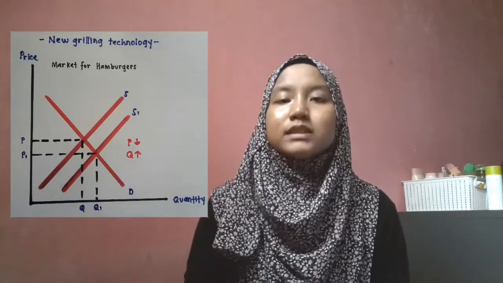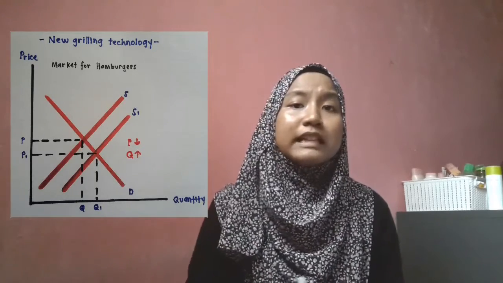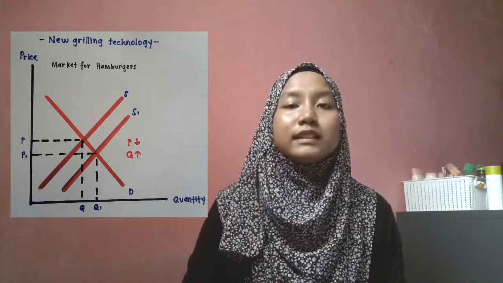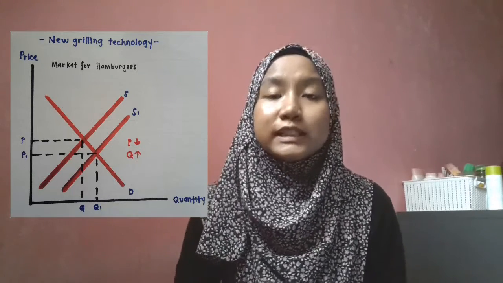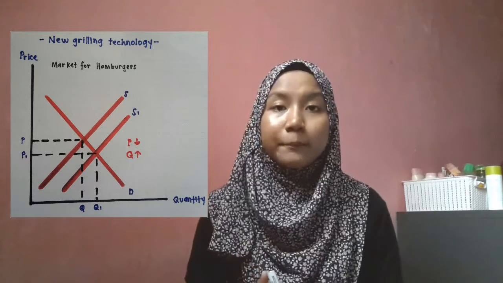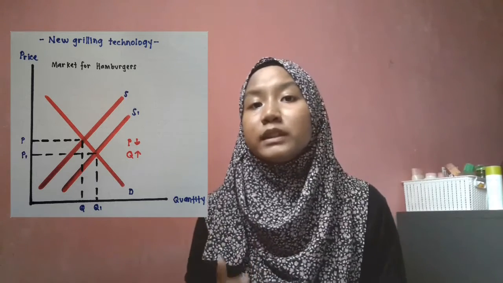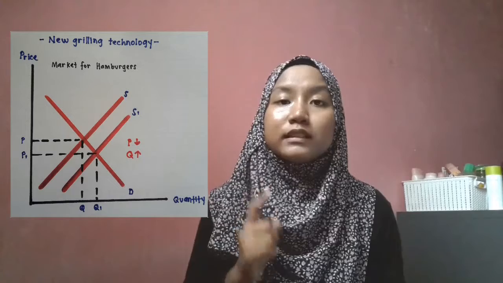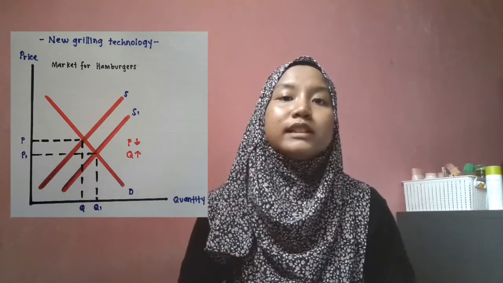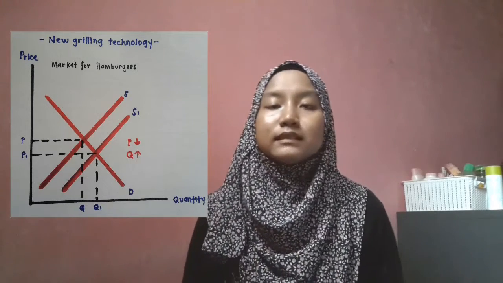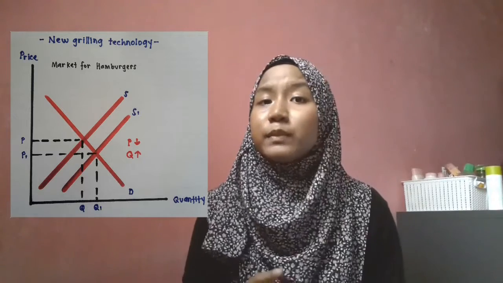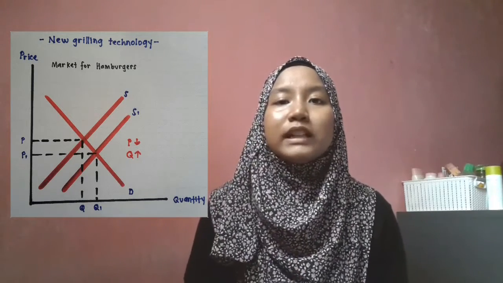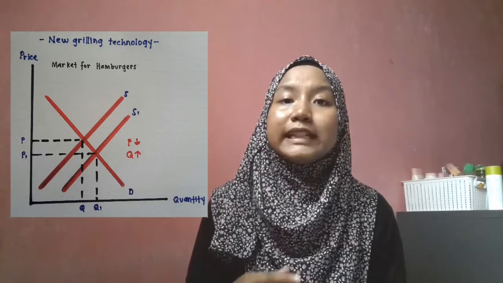Back to our previous example, which is the market for hamburger. There's a new grilling technology. This will cause the supply to shift to the right. Now, this is supply because this is something that is going to increase the production of hamburger. In the graph, the price will decrease and the quantity is going to increase.